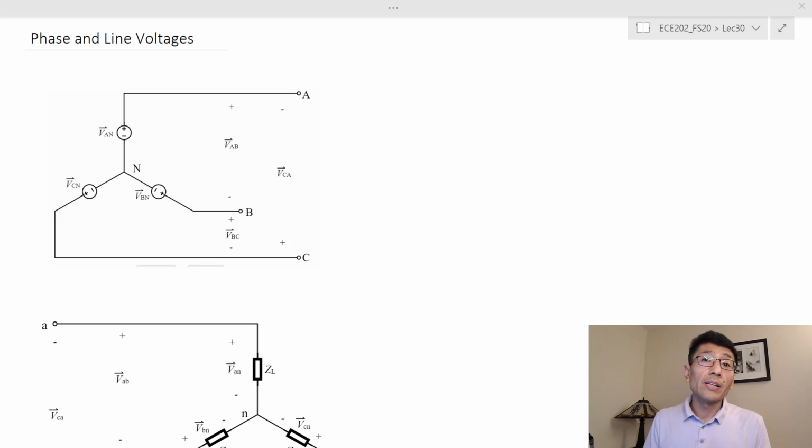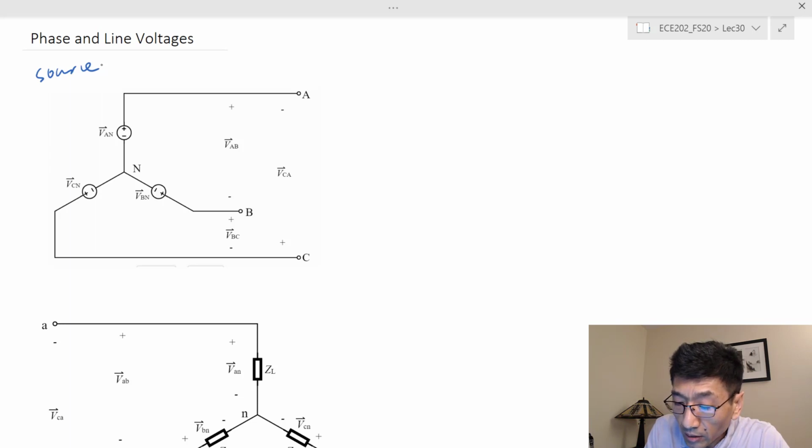Let's look at the phase voltage and line voltage. And the phase voltage, let's see for the source. So this is a three-phase source. And for this concept, I don't have to have the source being balanced. Okay, so let's see the source.